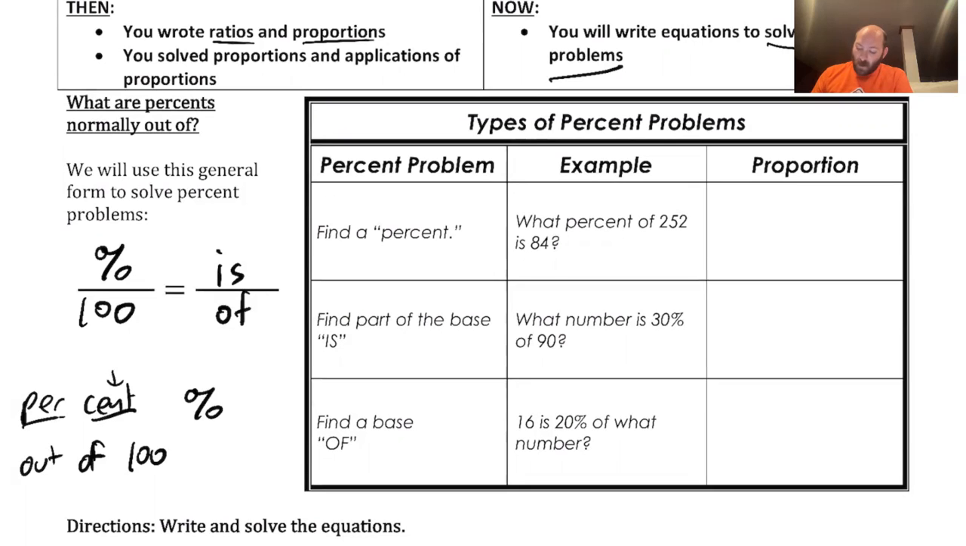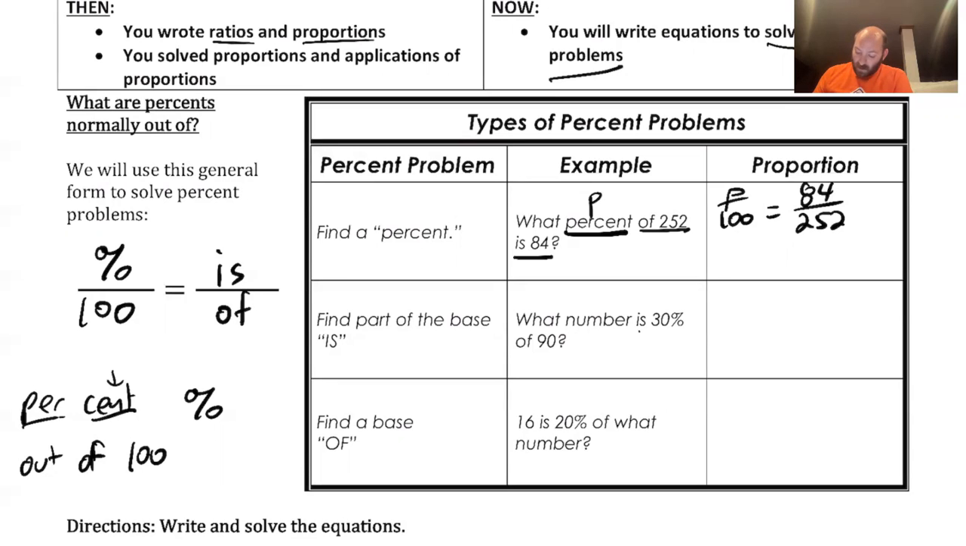So for example, what percent is 84 of 252? The percent is the unknown thing, so I'm going to call that P and put P over 100. The is number is 84, and the of number is 252. That's my setup. I'm going to do the same process each time: have an unknown number, that gets my variable, then fill in everything else.